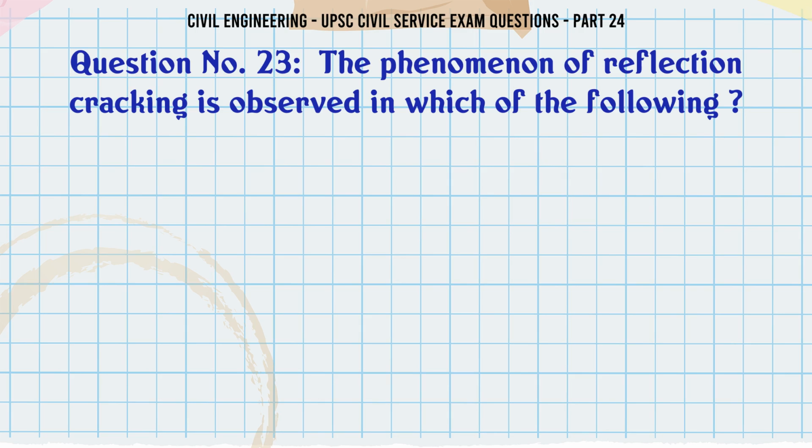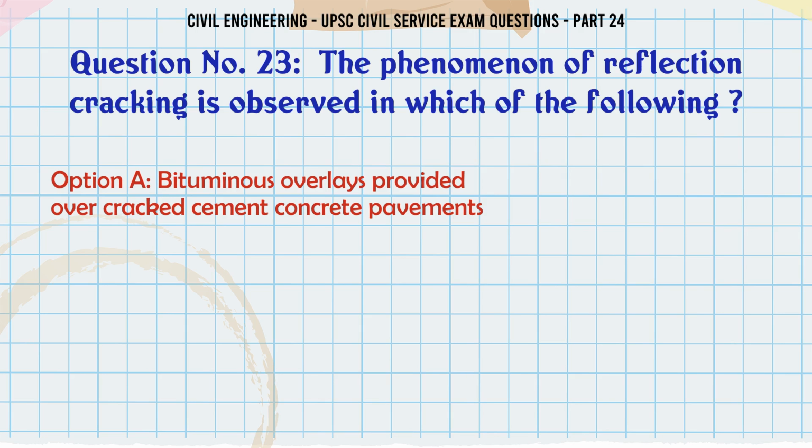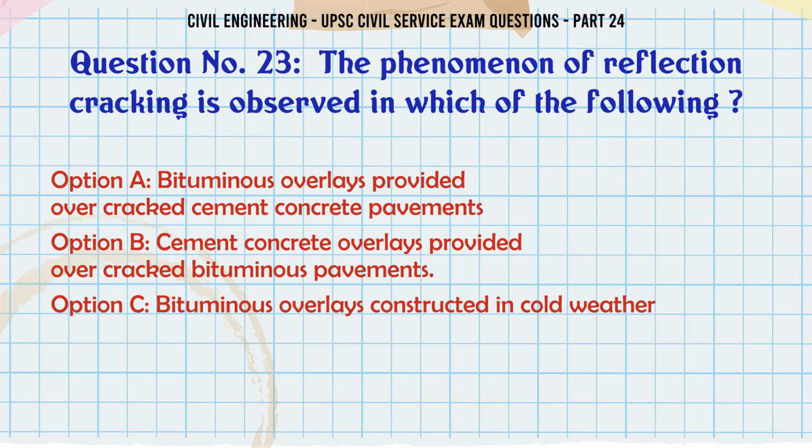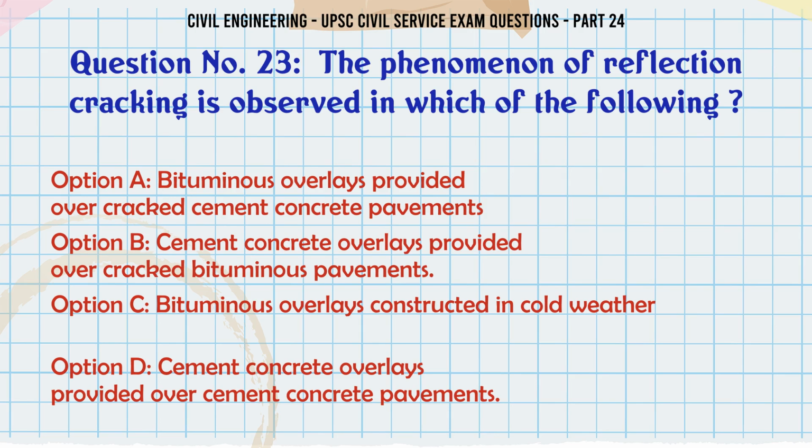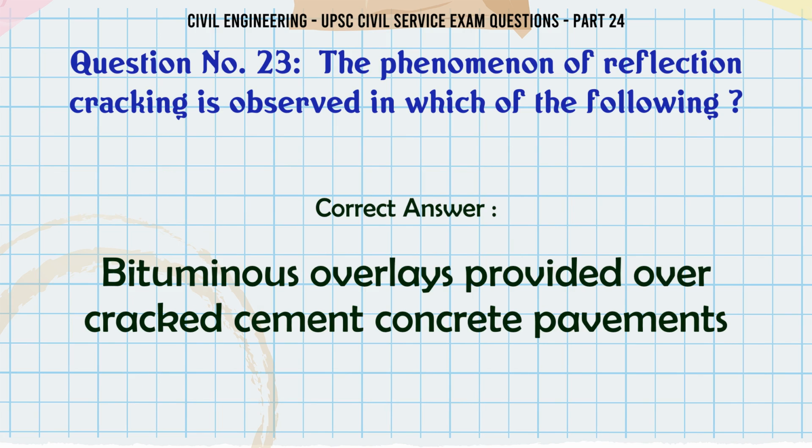The phenomenon of reflection cracking is observed in which of the following? A. Bituminous overlays provided over cracked cement concrete pavements, B. Cement concrete overlays provided over cracked bituminous pavements, C. Bituminous overlays constructed in cold weather, D. Cement concrete overlays provided over cement concrete pavements. The correct answer is bituminous overlays provided over cracked cement concrete pavements.